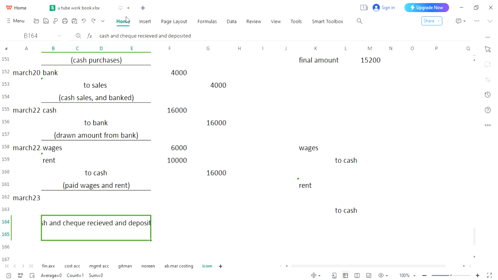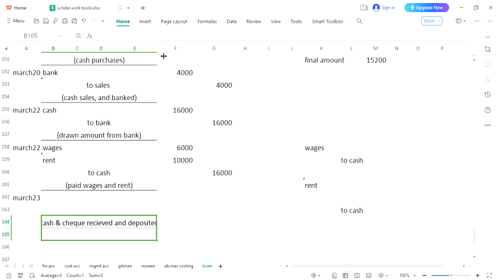Okay, let's wrap it up. Let's make it shorter. Instead of this, we will write "and". So cash and check received and deposited at the same time.